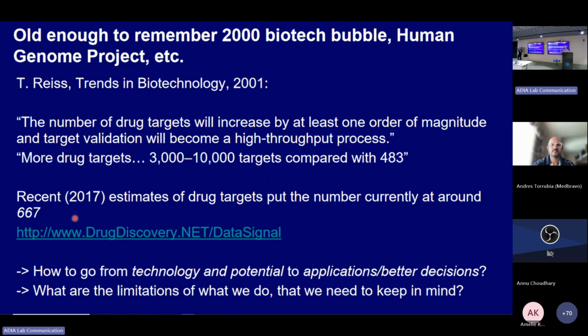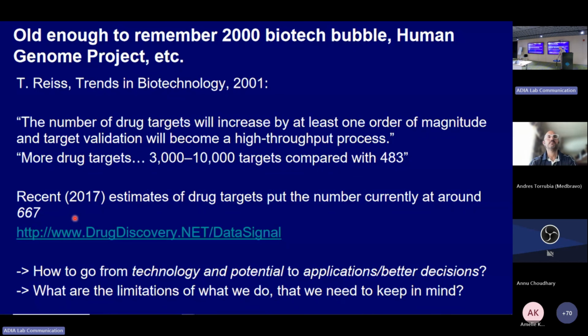There were estimates humans have 200,000 genes or so, right? So the Human Genome Project told us it's about 20,000 or so, somewhere in that order. Although there are now discussions again about the dark genome and so on, so who knows how those numbers develop. But the point is, it's very easy to overestimate at a certain point in time what will happen in the near future if you translate things to practice.